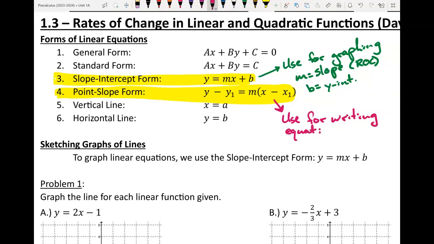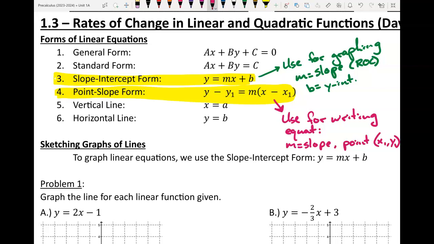And in this form, we are given our slope, so m is still the slope, but we are also given a point, which in this case is x1, y1. All right? So those are going to be the two most important forms that we're going to be concerning ourselves with this year.